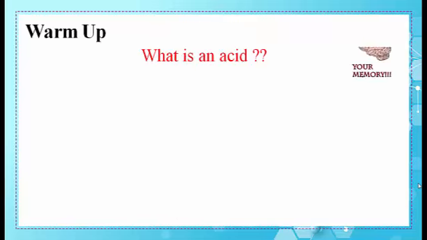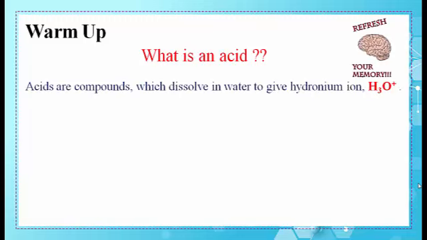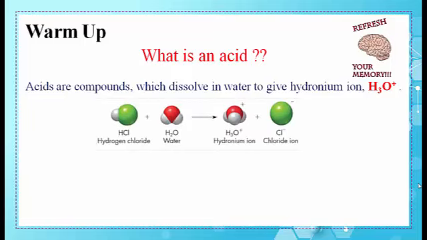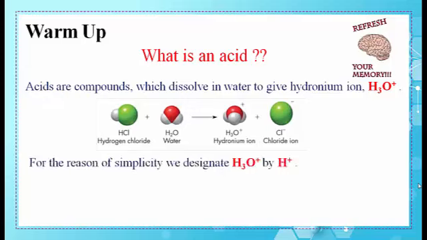What is an acid? Acids are compounds which dissolve in water to give hydronium ion H3O+. For example, HCl, which is hydrogen chloride, dissolves in water to give hydronium ion H3O+ and chloride ion Cl-. For simplicity, we can designate H3O+, the hydronium ion, by H+.